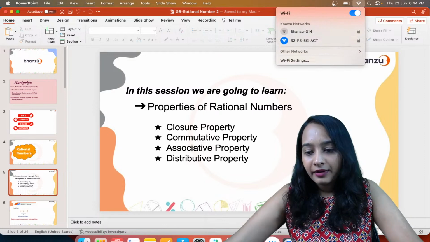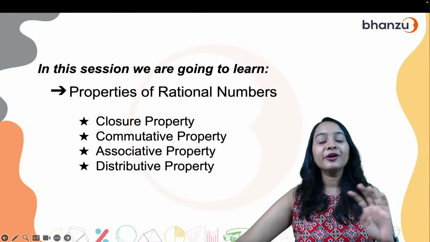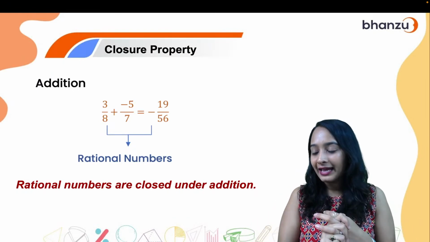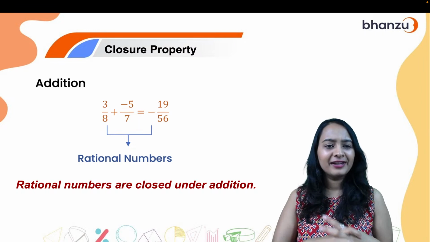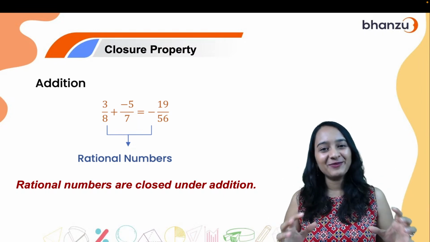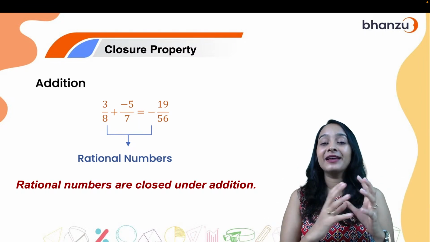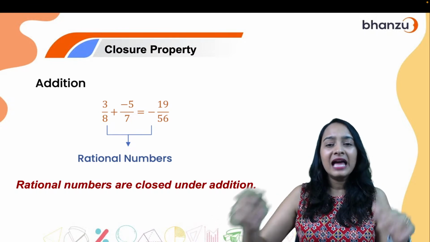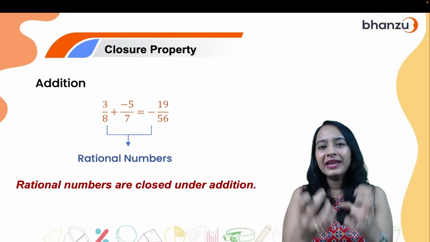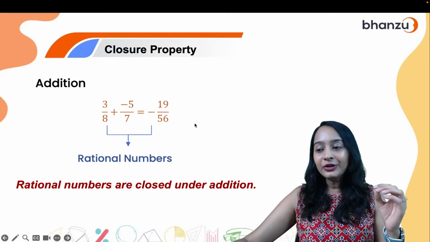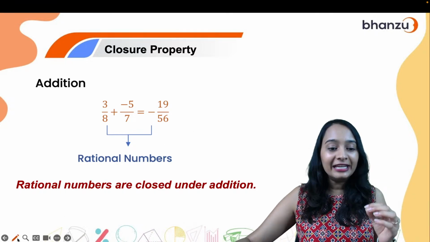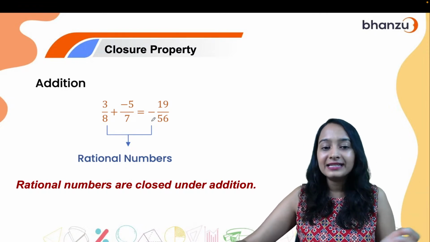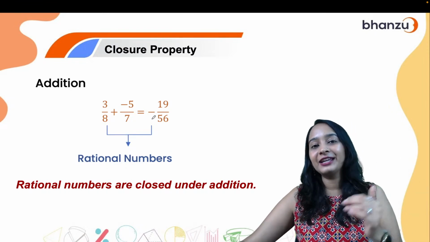Wi-Fi looks perfect. Alright, so these are the 4 different properties that we will be taking care of right now. Starting off with closure property for addition of rational numbers. When you add 2 rational numbers, are you getting back a rational number or not? Whenever you take any 2 rational numbers, positive, negative, both negative, one positive, one negative, you will always end up getting a rational number.